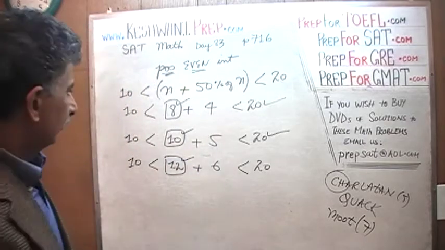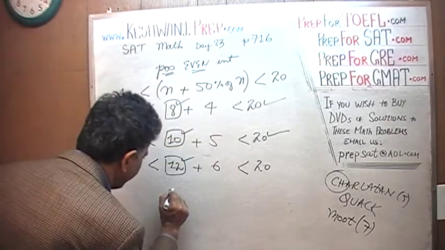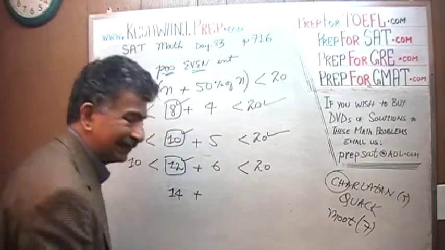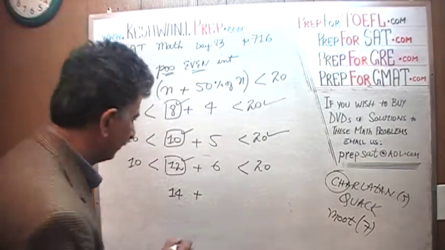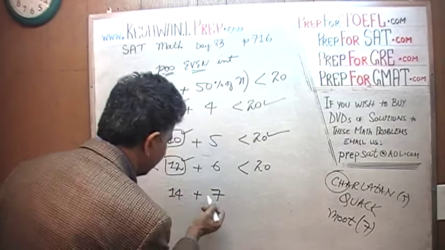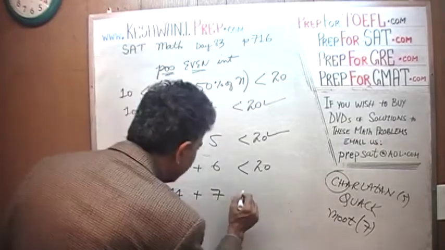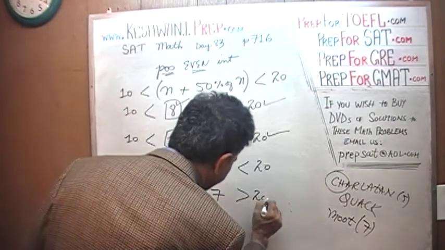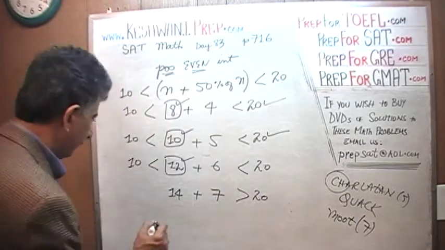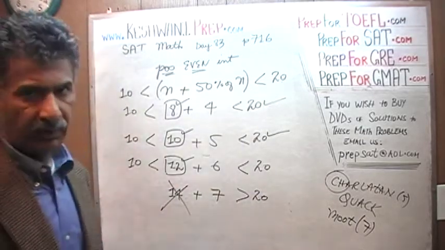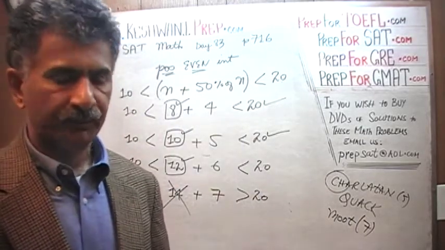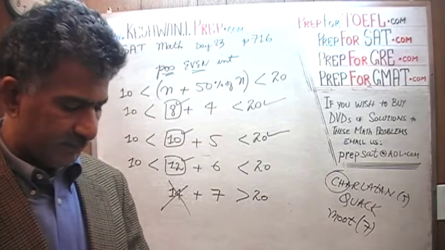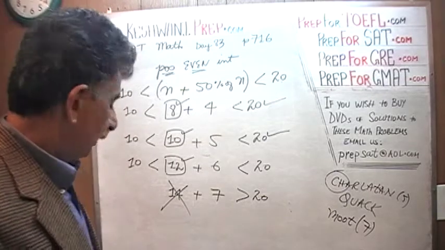Next comes 14. You see, 8, 10, 12. Let's try 14. 14 plus half of 14, 50% of 14, which is 7. 14 plus 7 is 21, and 21 is more than 20. It does not work. So that's where our story ends. Our story begins with 8 and ends at 14.